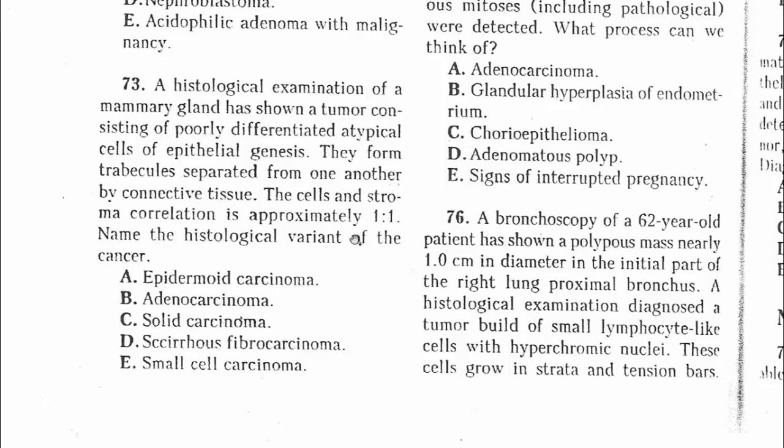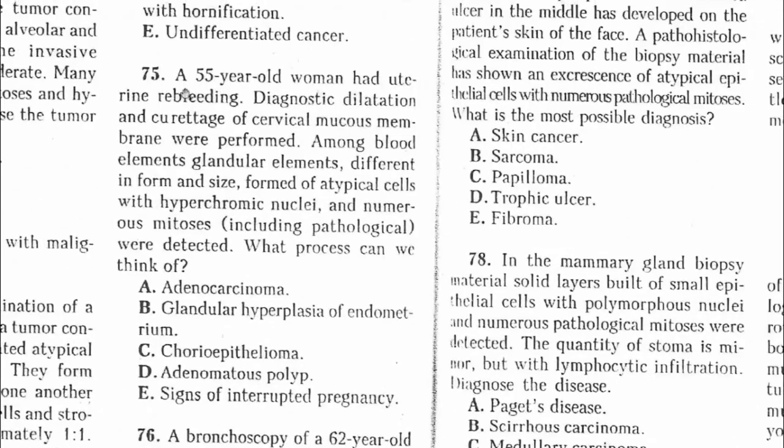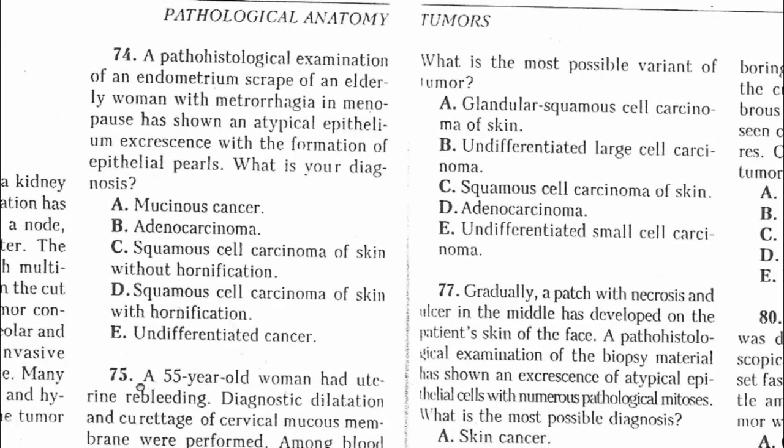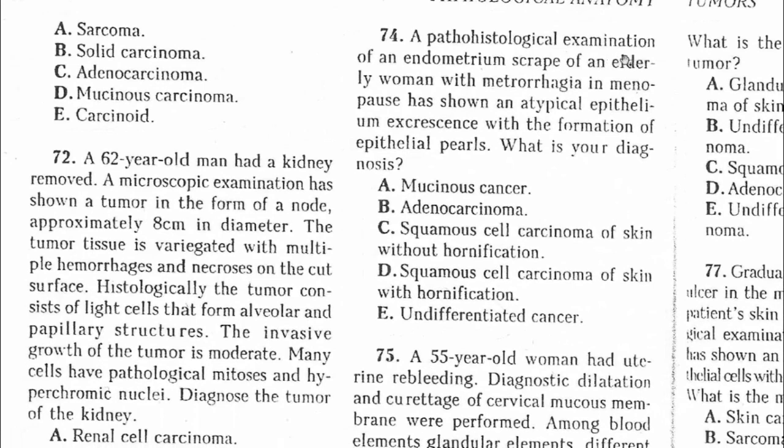74. A pathological examination of an endometrium scrape of an elderly woman with metrorrhagia, that is a discoordinated menstruation, in menopause has shown an atypical epithelium with excrescence with the formation of epithelial pearls. Again, your guy, epithelial pearls. So what is it? This is squamous cell carcinoma of skin. Hornification also means keratinization. Don't forget. So this is what? D. 74 is D.